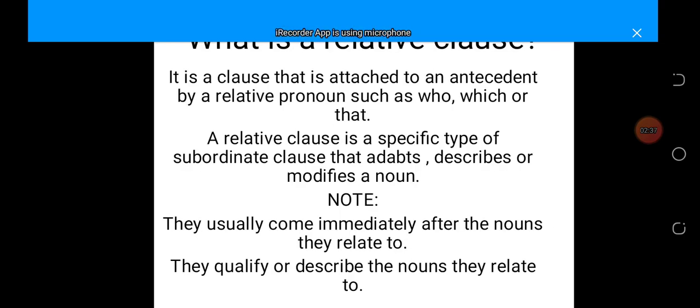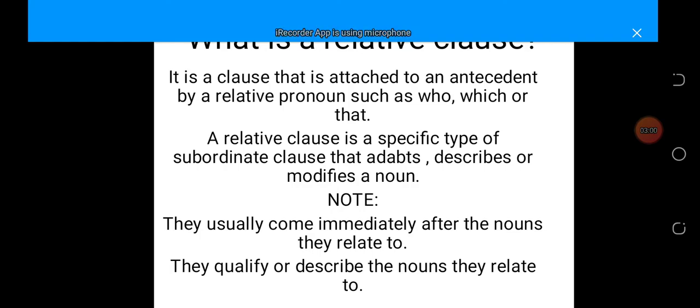So for our lesson today, we want to look at a relative clause. What is a relative clause? It is a clause that is attached to an antecedent by relative pronouns such as who, which, or that.